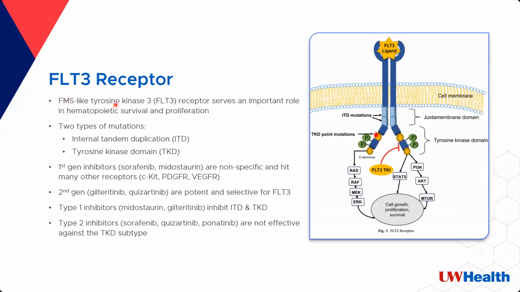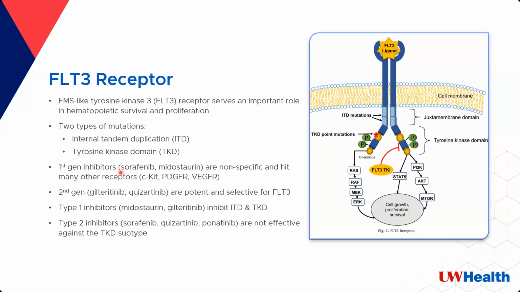So the FMS-like tyrosine kinase 3, or FLT3, receptor serves an important role in hematopoietic survival and proliferation. There are two types of mutations: the internal tandem duplication, or ITD, mutations, and the tyrosine kinase domain, or TKD, mutations. We can also classify these as first-gen and second-gen inhibitors.